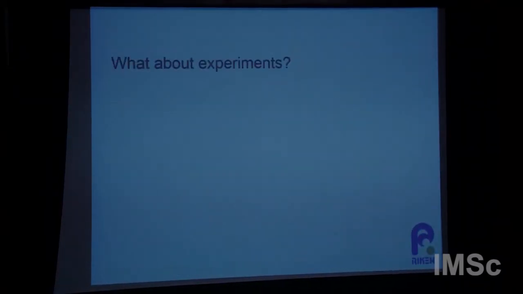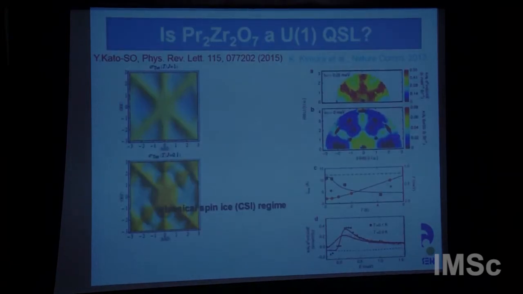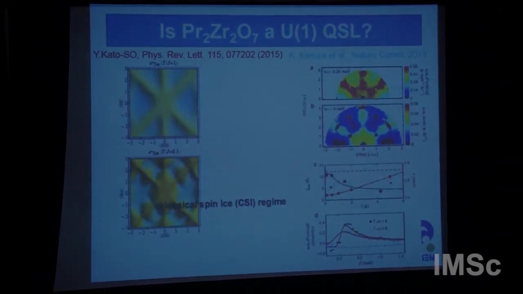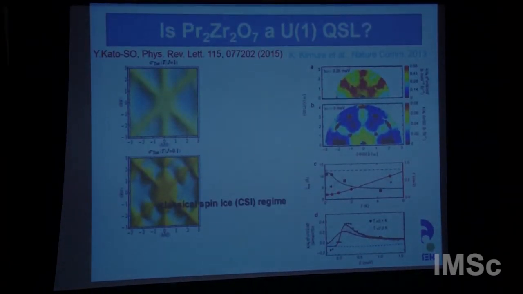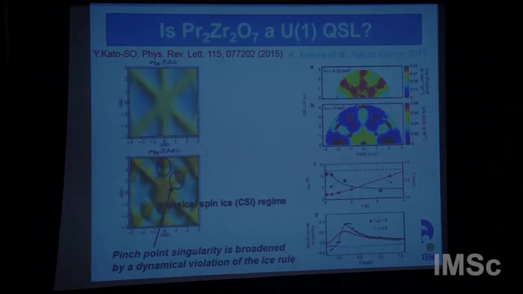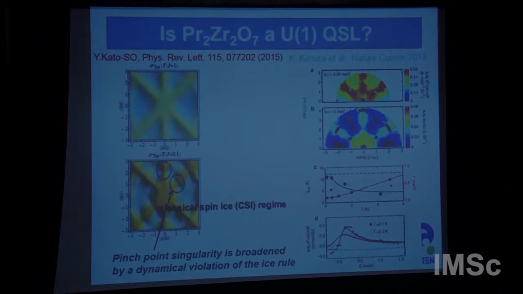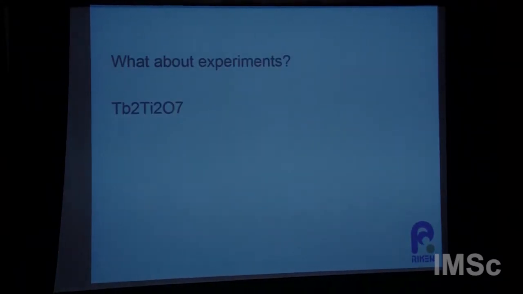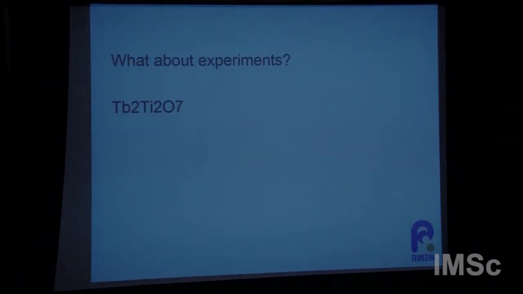And so in that sense, praseodymium zirconates, or maybe the stannates, or some other praseodymium pyrochlores could be a nice candidate to host the U1 spin-liquid ground state. And at least we can say so. And okay, so next thing is terbium titanate.